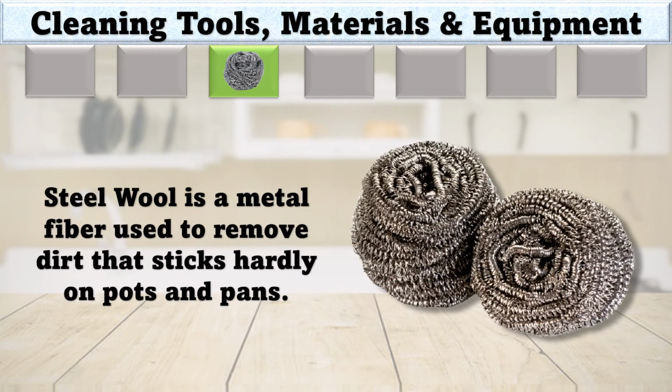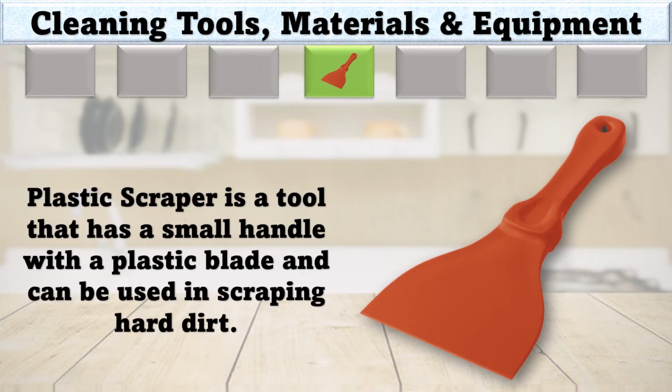Steel wool is a metal fiber used to remove dirt that sticks hardly on pots and pans. Avoid using this for Teflon-coated cookware. Plastic scraper is a tool that has a small handle with a plastic blade and can be used plainly in scraping hard dirt.